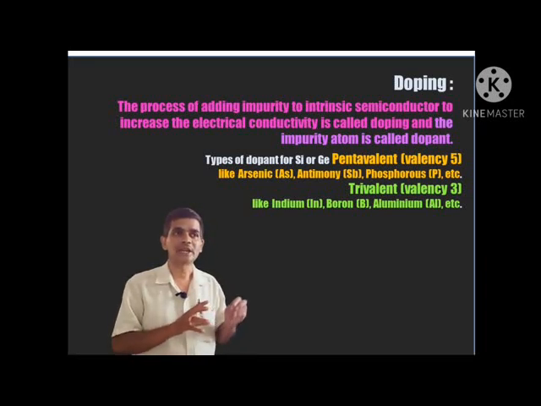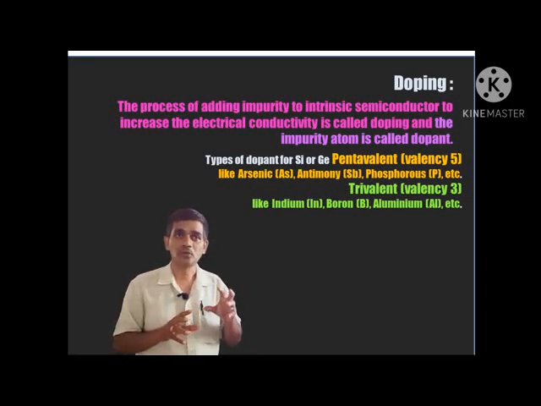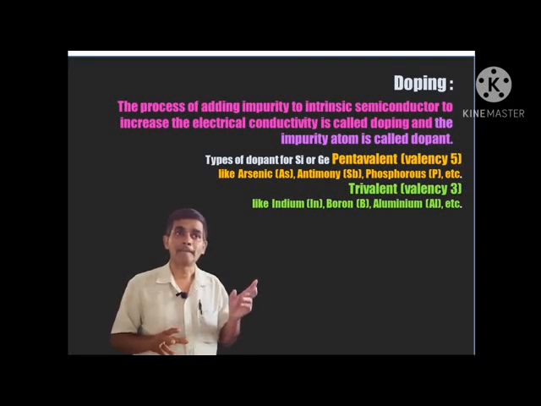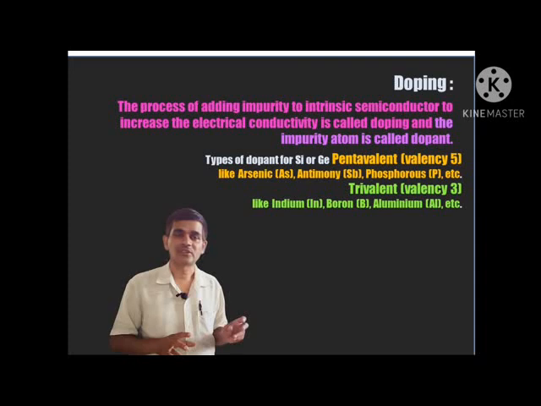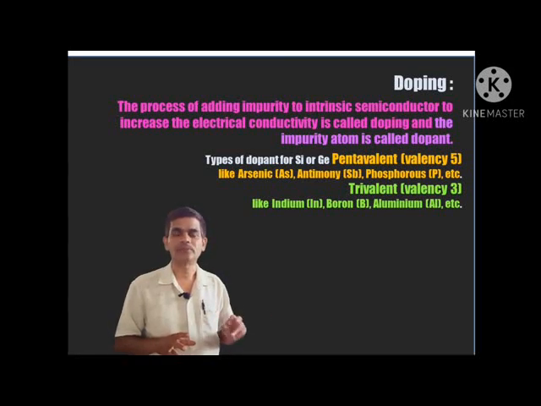The impurity atom which is added is called a dopant, and there are two types of dopants we use for silicon or germanium. One may be pentavalent, meaning atoms with 5 valence electrons, for example arsenic, antimony, phosphorus, etc. They have 5 valence electrons. This is one type of impurity atom usually added to the semiconductor.